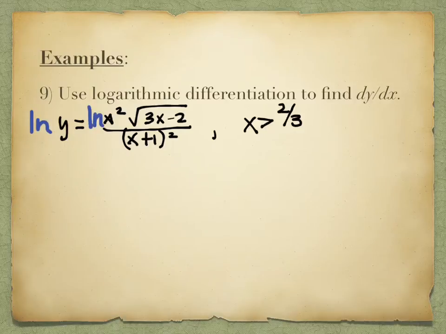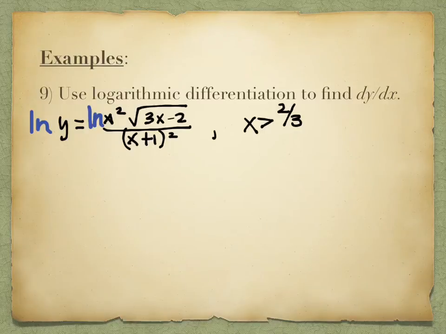Why in the world might I like to have a log on the right-hand side? What is that log on the right-hand side going to allow me to be able to do? Right, to be able to separate them, to expand. So I'm going to be able to use my log rules, and then the derivatives will be much easier because I'll have simple log derivatives to do instead of this complicated product quotient chain rule thing going on. Are you following with me on that?